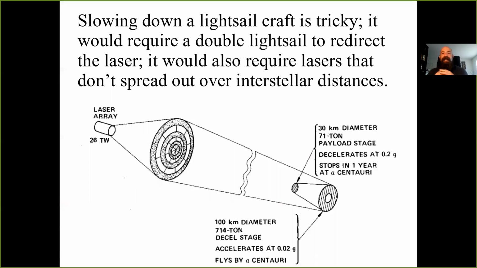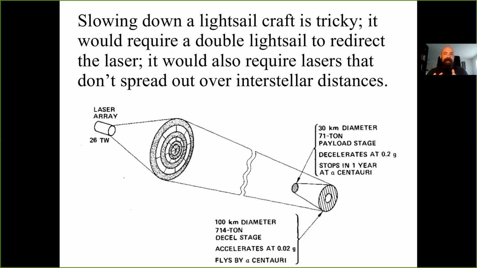Now, if you don't want to do that, if you want to travel much more rapidly and then still slow down at the destination, for instance, because you're sending humans on this light sail craft and you want them to colonize that star, then you have some tricky maneuvers to perform. So first of all, you need to have a laser array which does not spread out over interstellar distances. This means you need to be able to build collimators that sort of grab that laser light, which is gradually spreading out just due to physics, and refocuses it along the way.